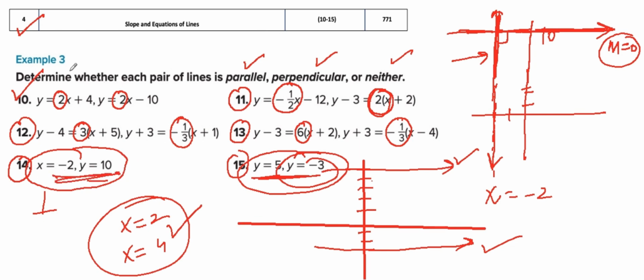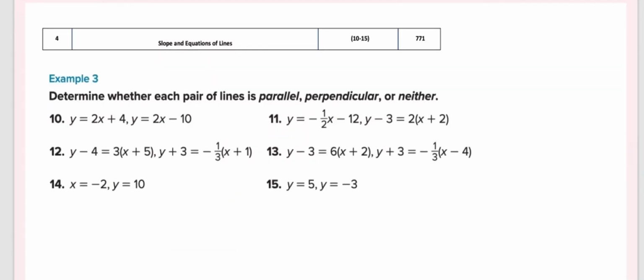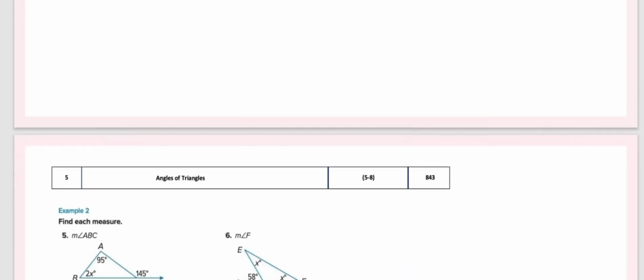And for questions 10 to 13, just see the slope. If the slope is the same, they are parallel. If the product of the slopes is minus 1, they are perpendicular. So this is an easy question. Let me see if any other part is given in this question? No, so this is very easy.